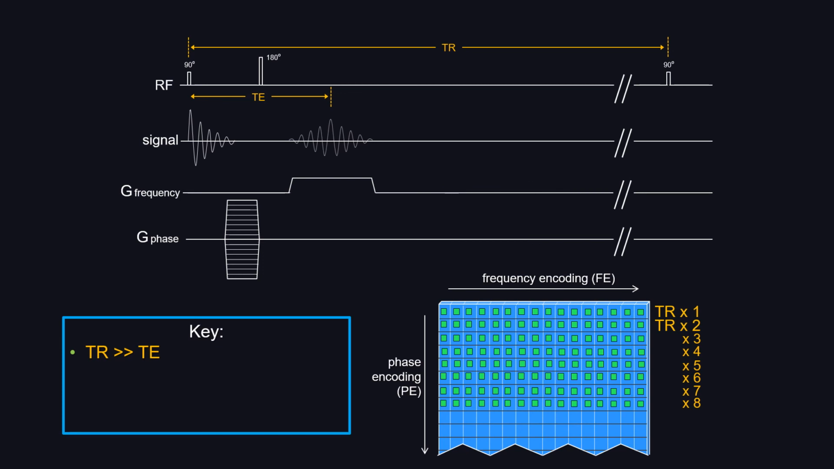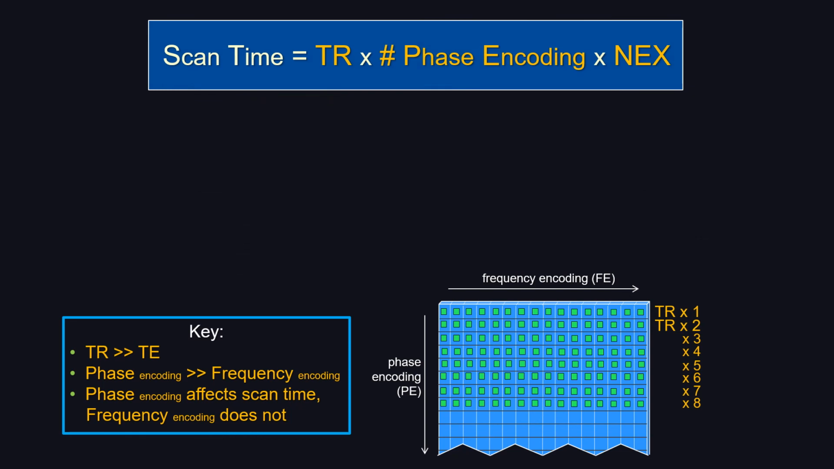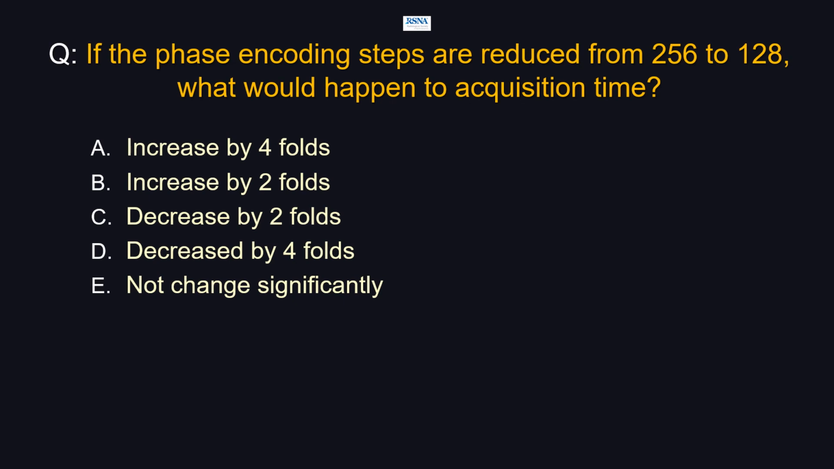Another key point, just to repeat as I mentioned earlier: TR is always going to be a lot longer than TE, and the phase encoding step is always much longer than frequency encoding, which is essentially just sampling across that echo. So naturally, the phase encoding step affects scan time, whereas frequency encoding, because it's so quick, practically speaking does not affect scan time. So scan time is TR times number of phase encoding steps times NEX, number of excitations, or NSA, number of signal averages.